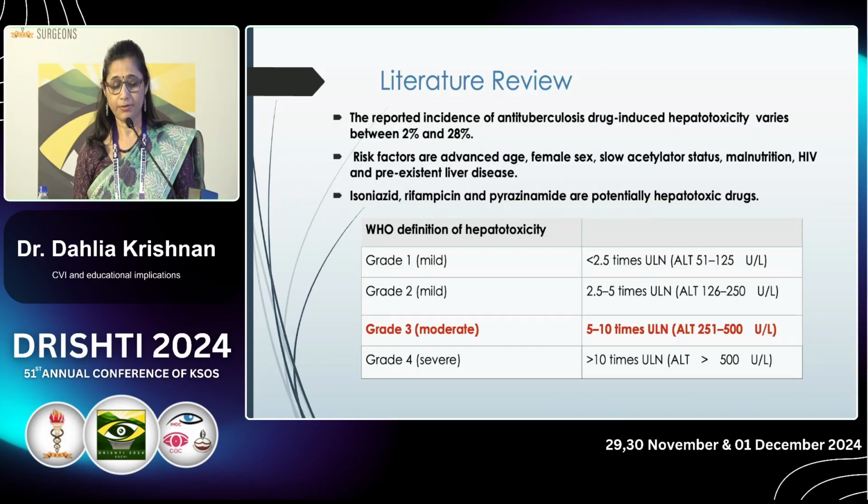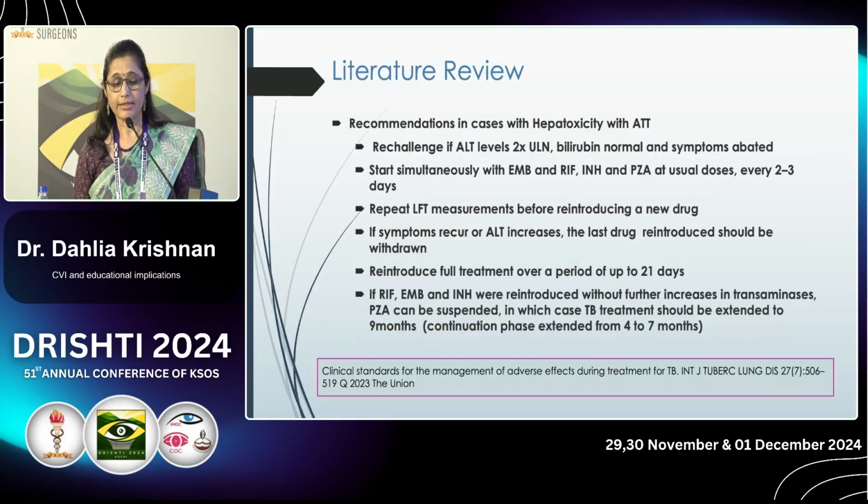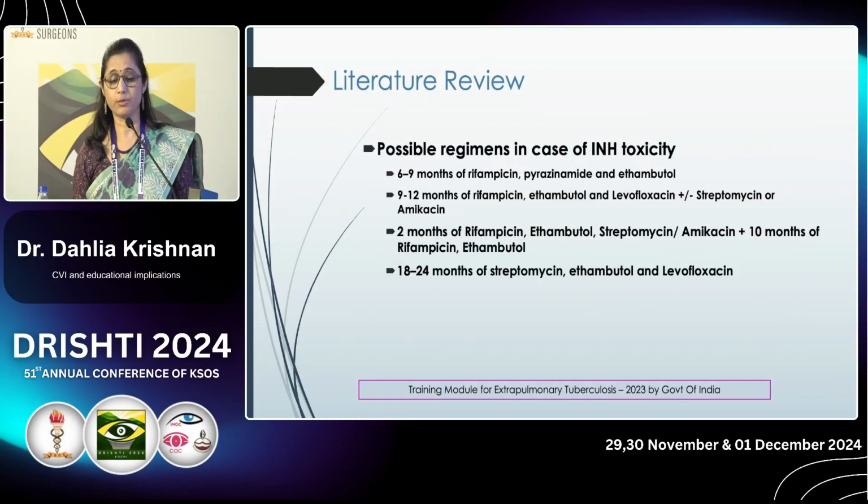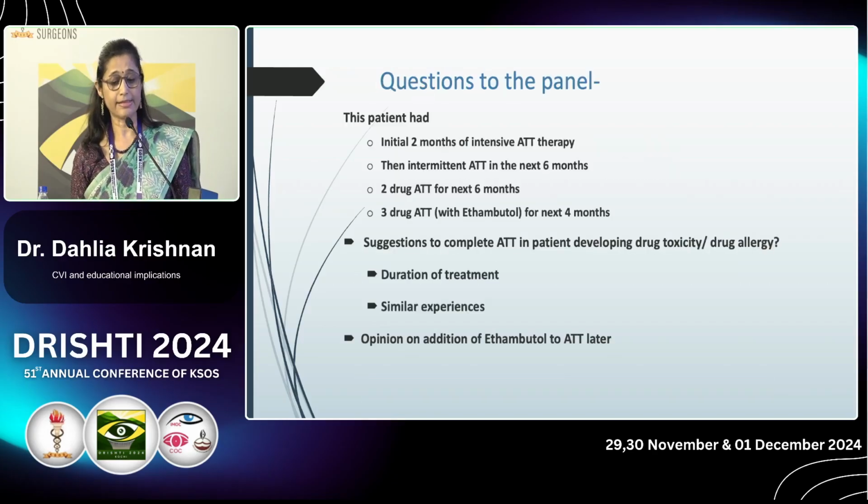In a literature review, we found that our patient had a grade 3 moderate level of hepatotoxicity, and the possible regimens seen all contain ethambutol. So my question to the panel is, this patient had an initial 2 months of intensive ATT, then intermittent ATT in the next 6 months, then 2-drug ATT in the next 6 months, and 3-drug ATT with ethambutol for the next 4 months.